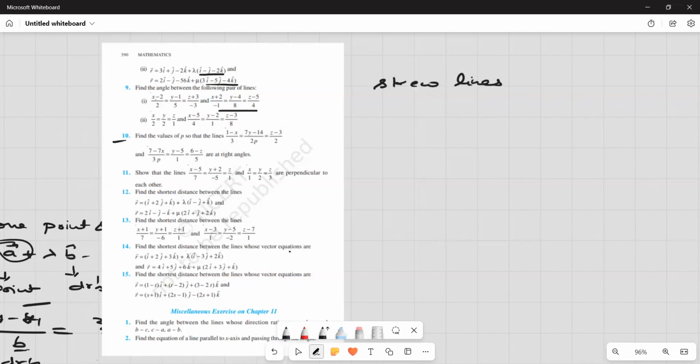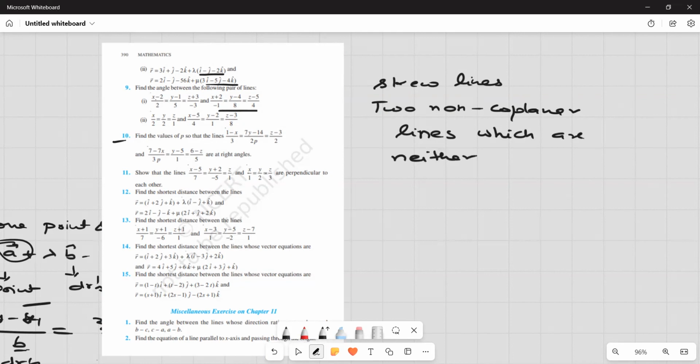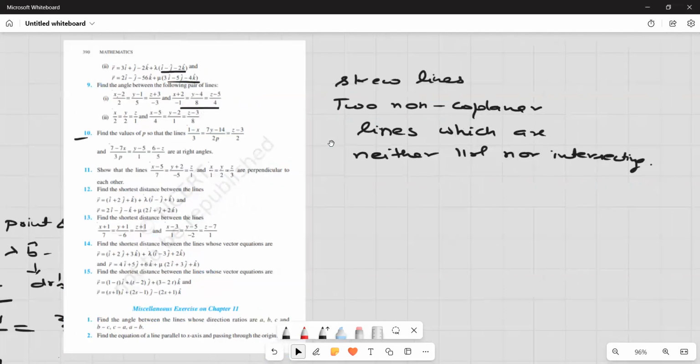So what are skew lines? Two non-coplanar lines. The first condition is they shouldn't be in the same plane. Two non-coplanar lines which are neither parallel nor intersecting are skew lines. So they might ask in the exam, what are skew lines? Show that these two are skew lines. Or they can give you a question, check whether they are intersecting or not. So this is the type of question for skew lines.